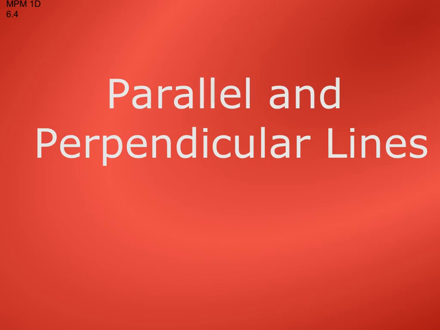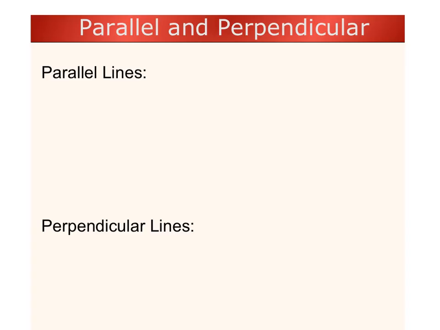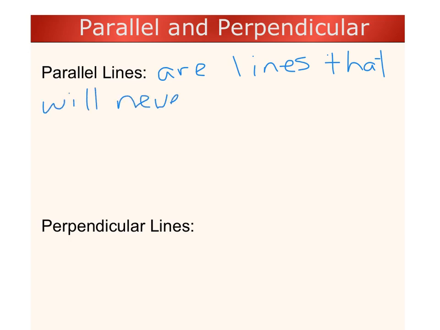Today we're going to talk about parallel and perpendicular lines. Parallel lines are lines that will never cross or meet. An example would be like train tracks, right? They go on forever.